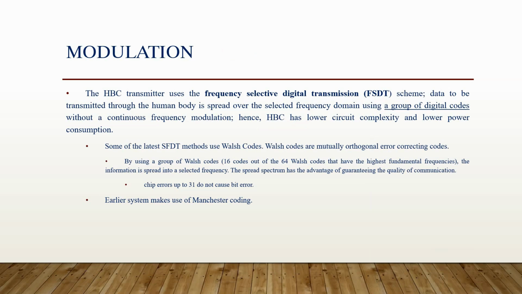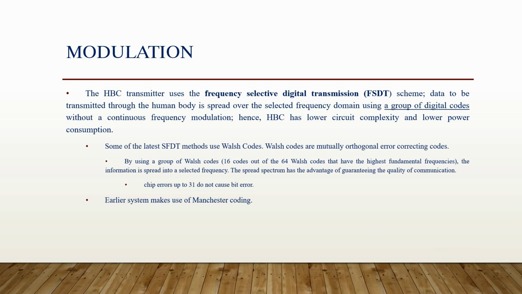Modulation. The HBC transmitter uses the Frequency Selective Digital Transmission, or FSDT scheme. Data to be transmitted through the human body is spread over the selected frequency domain using a group of digital codes without a continuous frequency modulation. Hence, the HBC has lower circuit complexity and low power consumption.